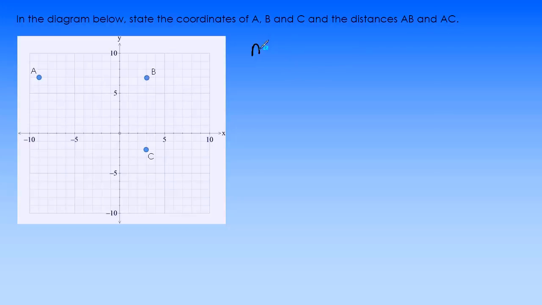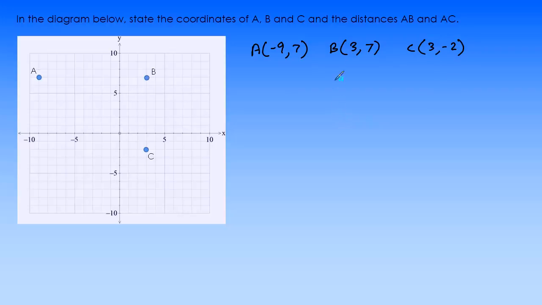So if we look at A, that's at -9 and 7. If we look at B, that's at 3 and 7. And if we look at C, that's at 3, -2.